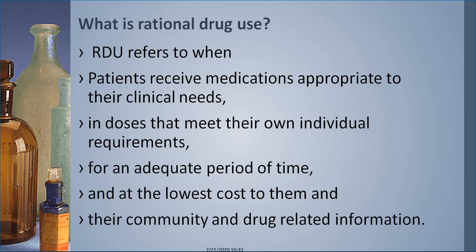If a patient is having malaria, they get an anti-malaria drug. If a patient is having a bacterial infection, they get an antibiotic appropriate to that type of bacteria. If a patient is having a headache, they get a medicine that will be appropriate to relieve their headache. So the first thing that shows we are giving medicines rationally is that we are giving the patient medicine that is needful, medicine that is useful, medicine that will be needed to treat the particular disease condition that they are having.